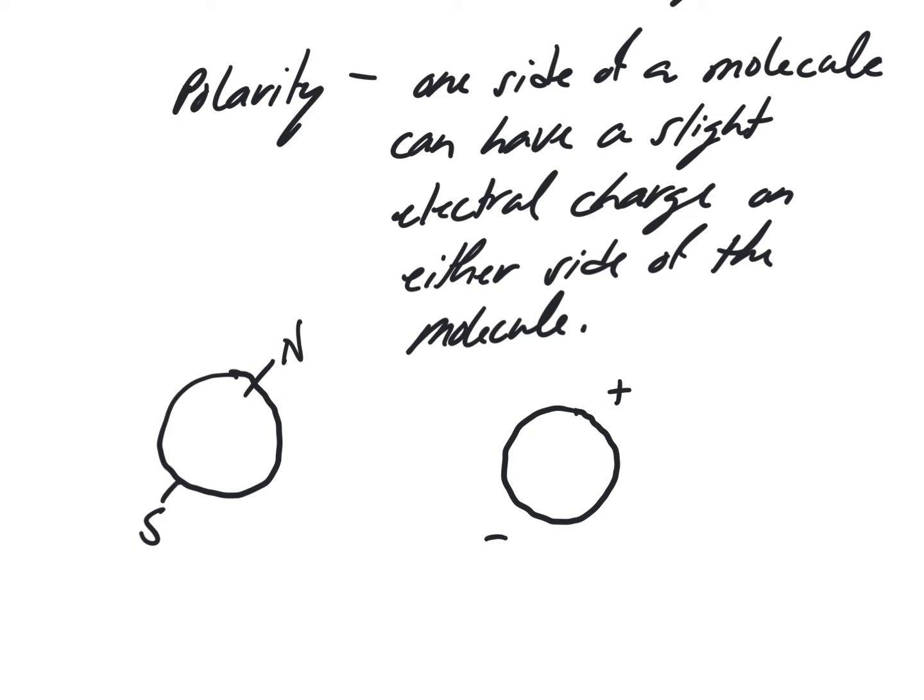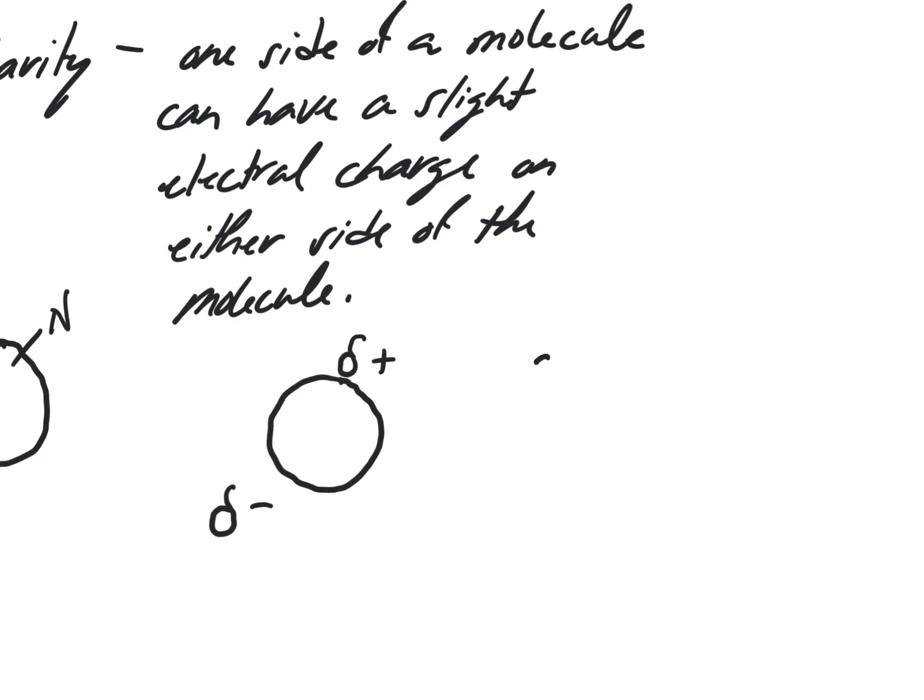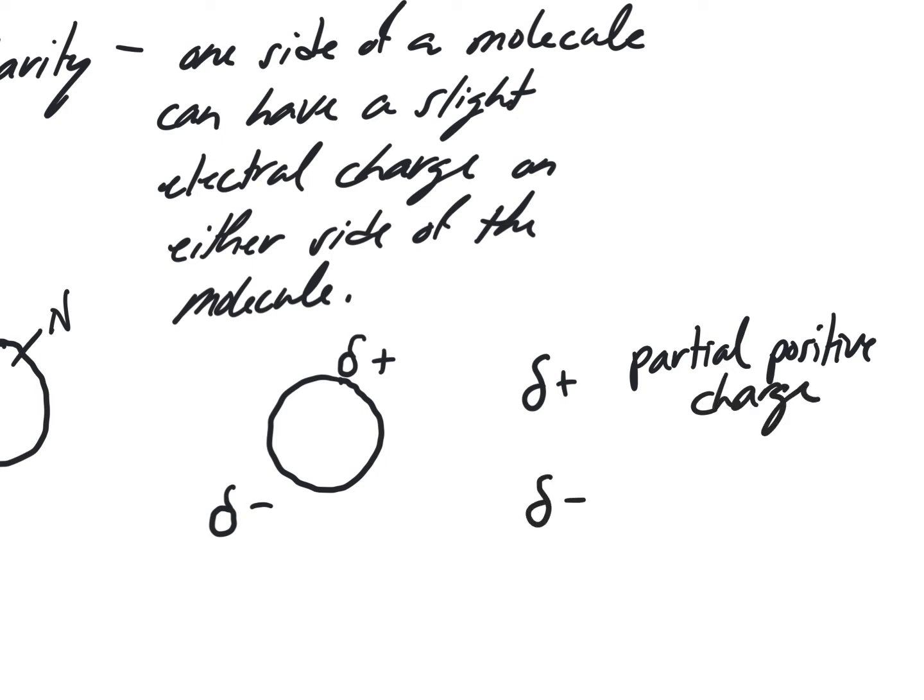Now, with a molecule, though, we're not talking about a full positive charge or a fully negative charge. We're talking about a partial charge. I'm using a lowercase delta symbol to show a partial positive or a partial negative charge. So I'm going to write that out there. This symbol means partial positive charge. And this symbol means partial negative.